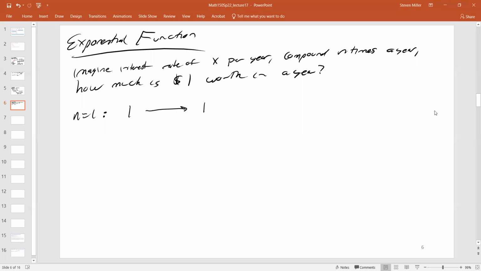We get X for every $1. So how much do we get if we start off with $1? X. So we just have 1 plus X. Now let's take n equals 2.